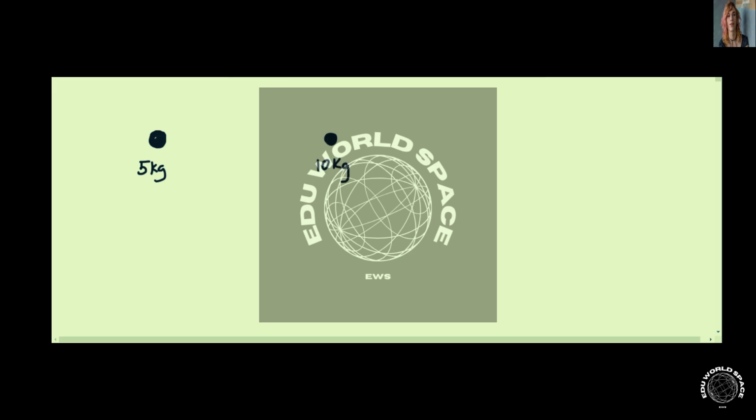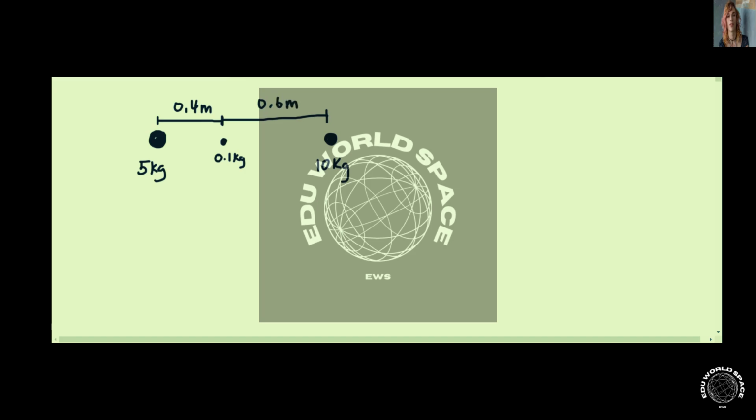So let's start off with a diagram. I'm going to draw the 5 kilogram sphere as well as the 10 kilogram sphere. And the 0.1 kilogram sphere starts in the middle here. There's a distance of 0.4 meters and then a distance of 0.6 meters.